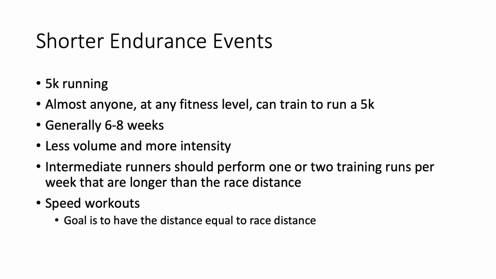Intermediate runners should perform 1 or 2 training runs per week that are longer than the race distance. But for beginners, longer training runs may not be as necessary if their primary goal is just to finish the race. When completing speed workouts, they should be geared towards a specific distance. The goal should be to have the distance of the speed workout eventually equal the race distance. The important thing is to gradually work up to the volume goal so you can avoid injury.